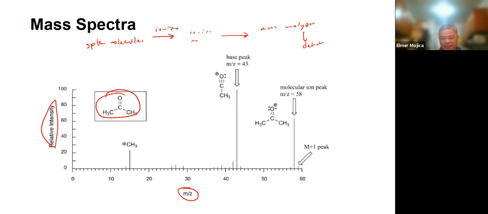So usually, makikita nyo do yung merong tinatawag na 100% relative intensity, yun yung base peak. And if you're going to look at the base peak, it has a mass to charge ion that is equals to 43. Okay? And it is higher than your so-called molecular ion peak. So your molecular ion peak is what? Mass to charge equals to 58. Ano yung molar mass ng acetone? Anyone? So if you have your CCC, so tatlong C, that's 12, so that's 36, right? Plus 16, that's 52.